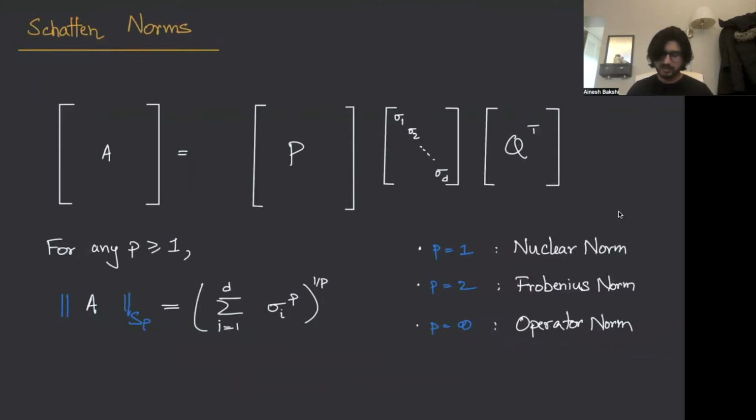On the topic of Shannon norms, let me just quickly go ahead and define what these are. Intuitively, we just take the vector of singular values, which is this diagonal matrix. We consider this as a vector, and we take the p norm of this vector. So in particular, for p equals 1, we get the nuclear norm. For p equals 2, we get the Frobenius norm. And for p equals infinity, which is like the max entry, we get the operator norm.